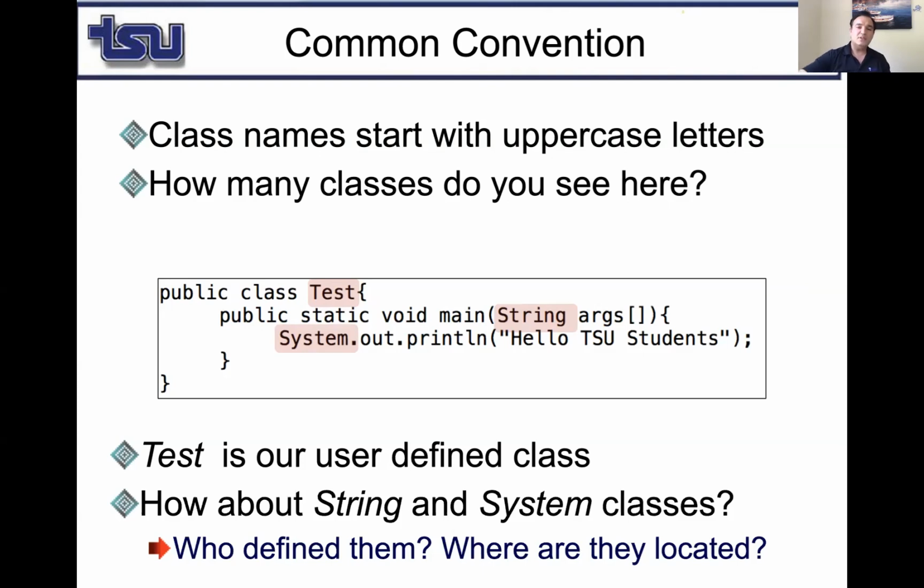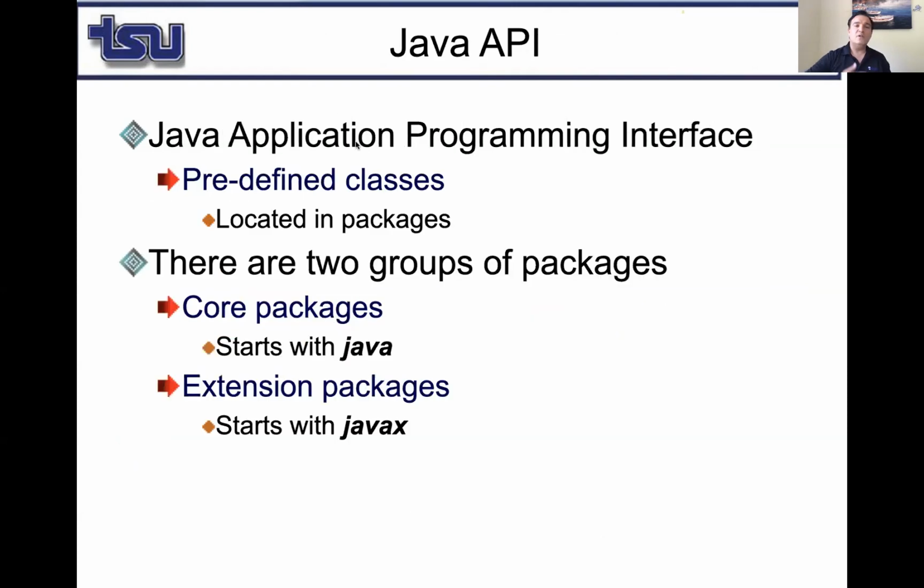The answer is pretty simple. I'm going to talk about Java API. I am sure you heard the API keyword. API stands for Application Programming Interface. Java API is Java Application Programming Interface, and it is nothing but predefined classes for you by Java developers. Once Java was developed, Java developers defined more than 1,500 classes for us to be readily used.